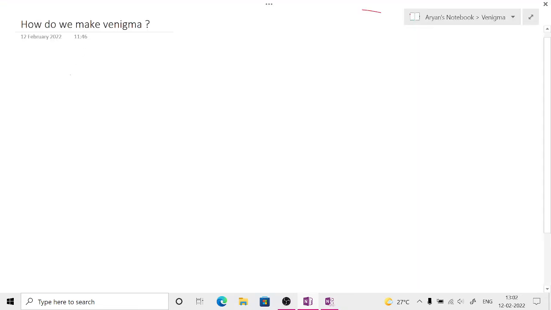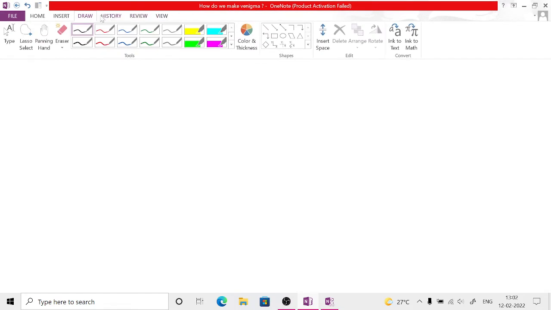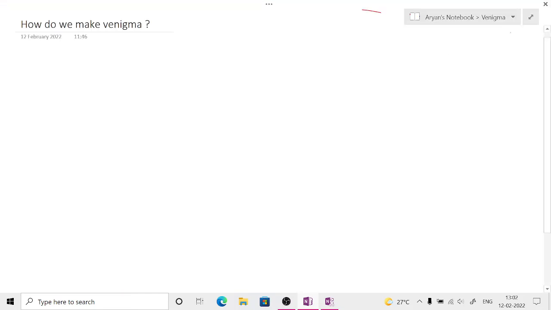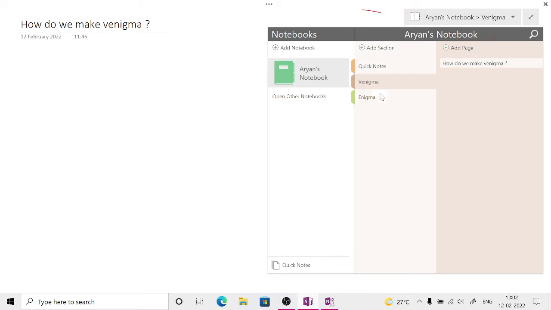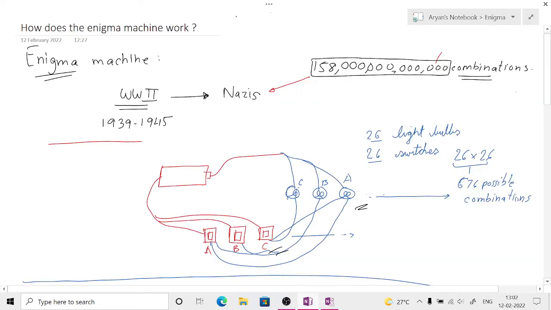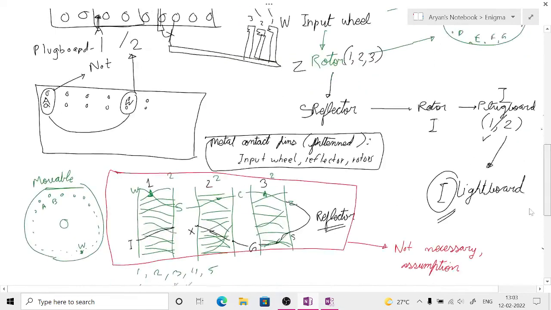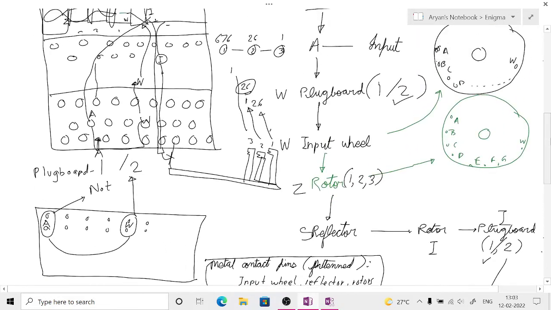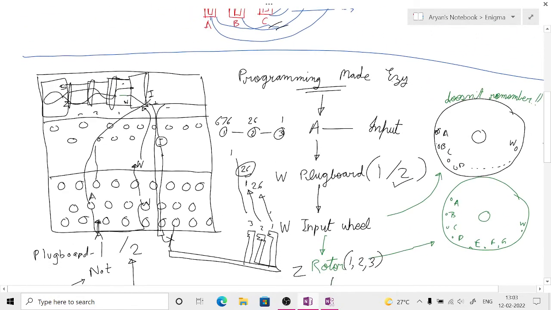Draw black pen. Okay. So Enigma, we want to replicate the whole of the process we were doing. Let's go to Enigma. Yes. Now we want to replicate. What we want to replicate is this process. I would tell you the process and we would be copying that.